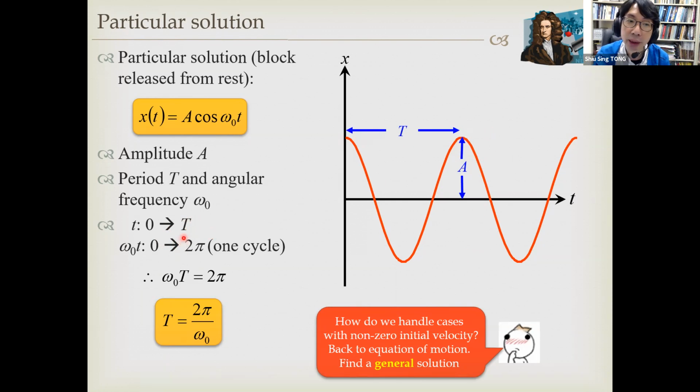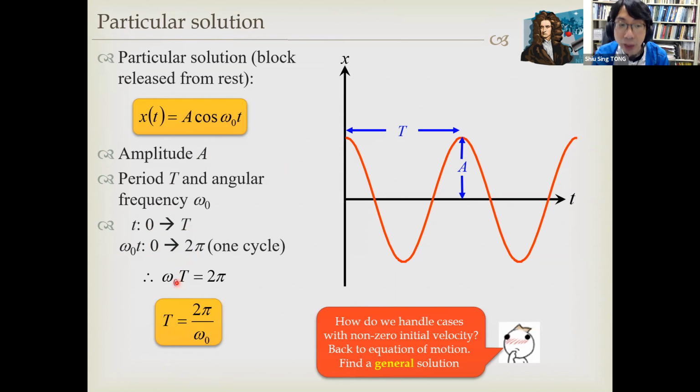So how is the frequency related to the period? How is the angular frequency related to the period? Now, the cosine curve repeats itself when the argument of the cosine, omega naught t, goes from 0 to 2 pi. So when the argument omega naught t goes from 0 to 2 pi, the function goes back to itself, and that is of course a period. That corresponds to t going from 0 to the period, capital T.